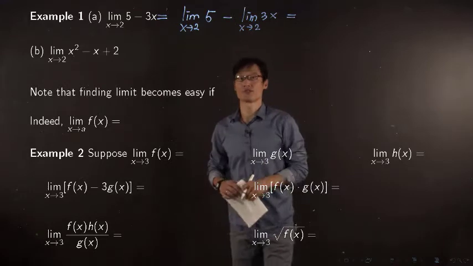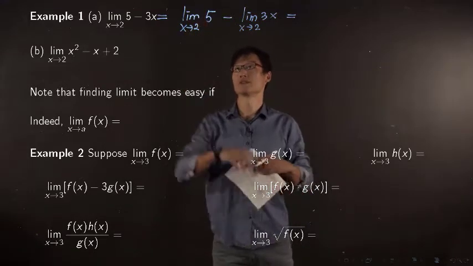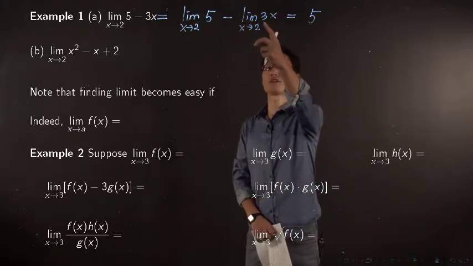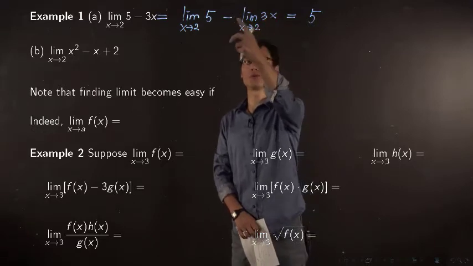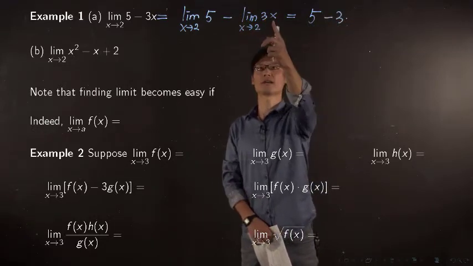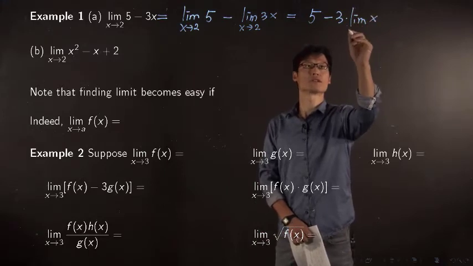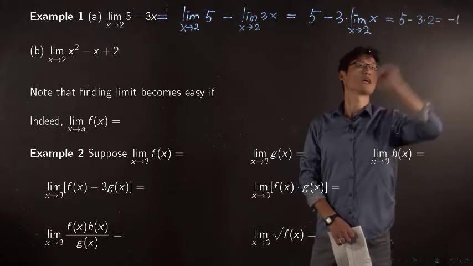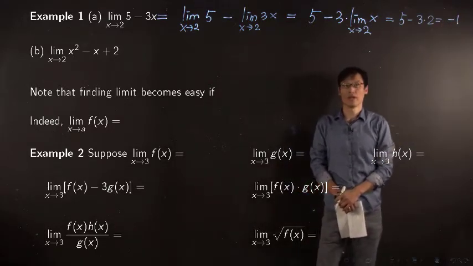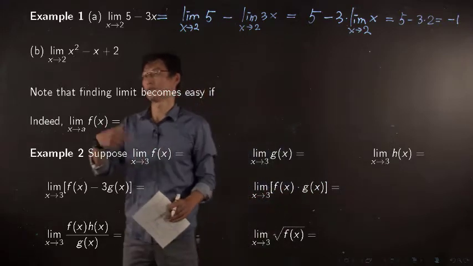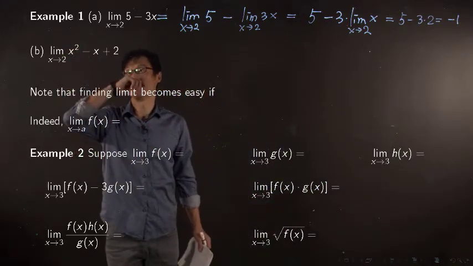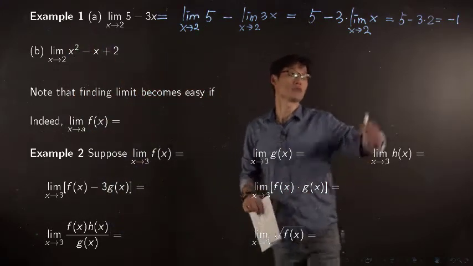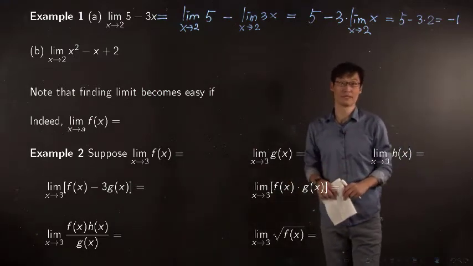Well, this first function is just a constant function, so the limit is 5. And then a constant multiple will give you the constant multiple of the limit, and the limit of x is just 2. So -1. Actually, when we discuss continuous functions, we will see that this is a continuous function. You can find the limit just by plugging in x equals 2 inside the function to get the limit.